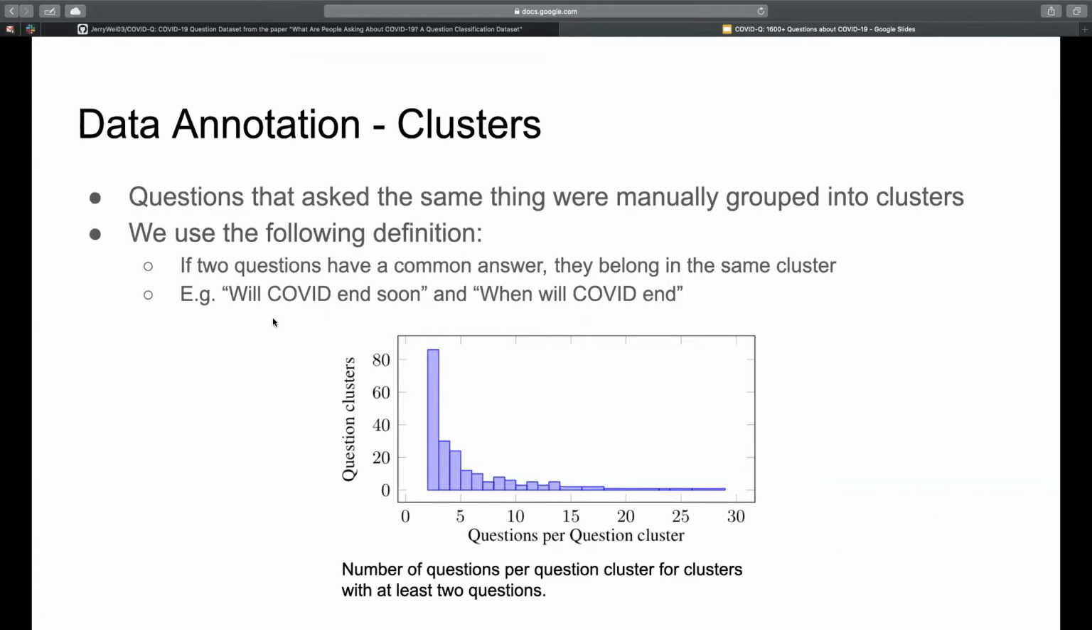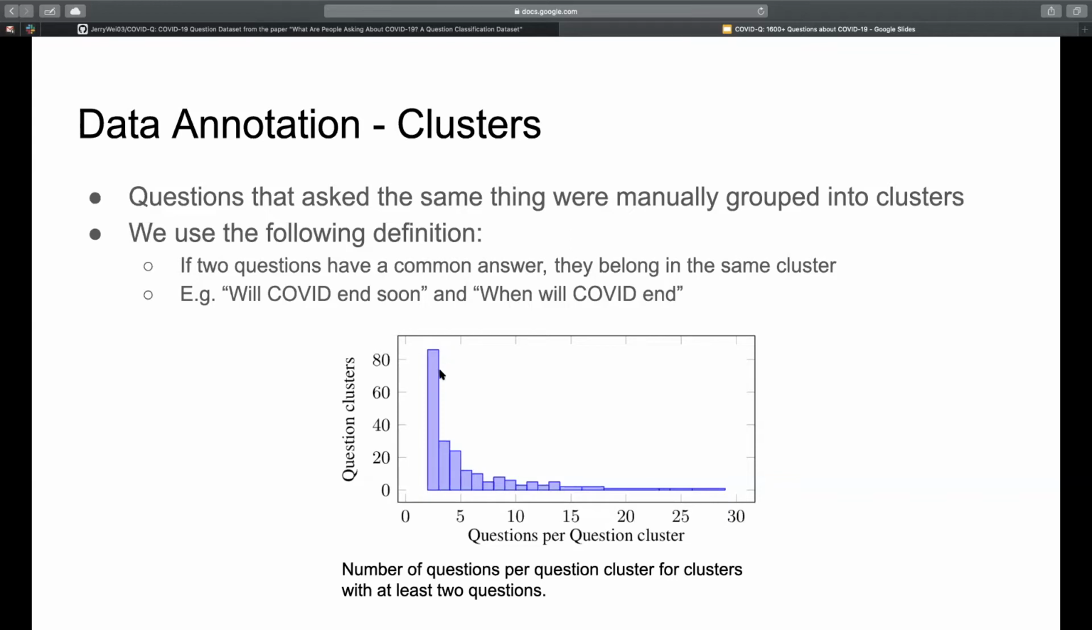I'm going to give a quick example of some of our annotations. Here the questions, will COVID end soon? And when will COVID end? would be grouped together because they could have a common answer that would be something like, COVID is predicted to end at this date. Basically, we manually went through all of the questions in the data set, and each question was compared with all existing clusters. If it didn't match any existing cluster, it goes into a new cluster. If it does match, it's grouped with the corresponding cluster.